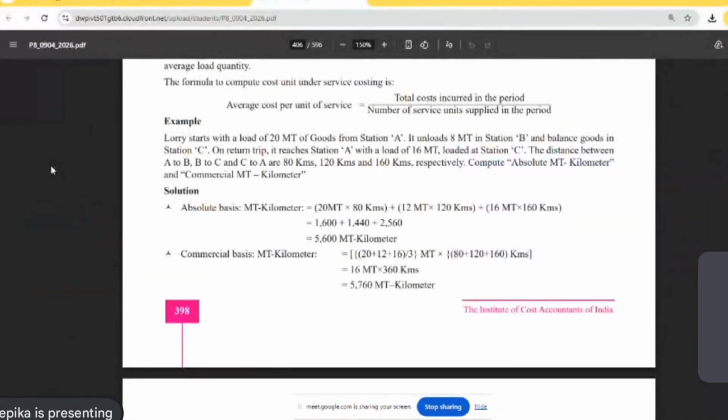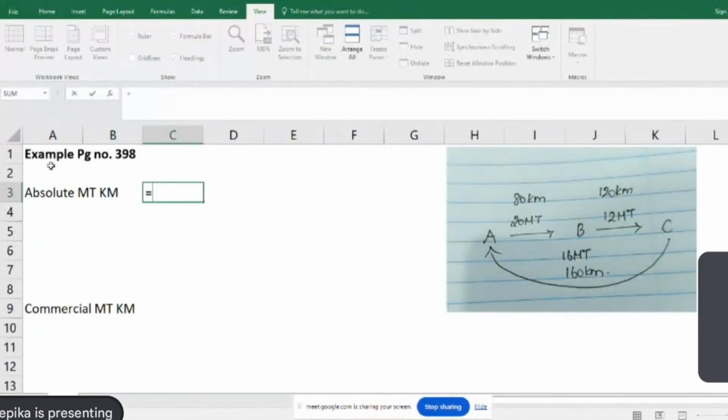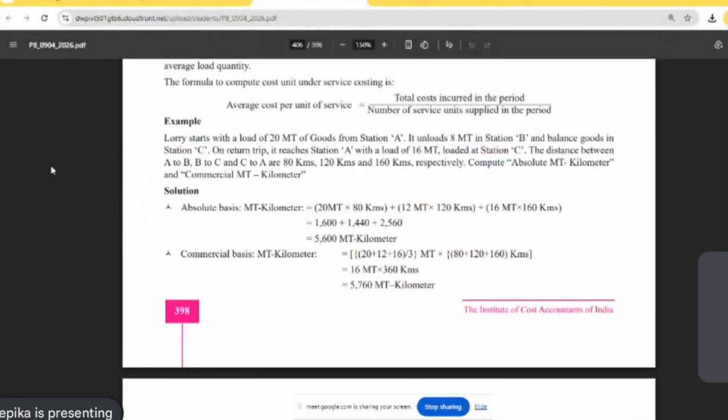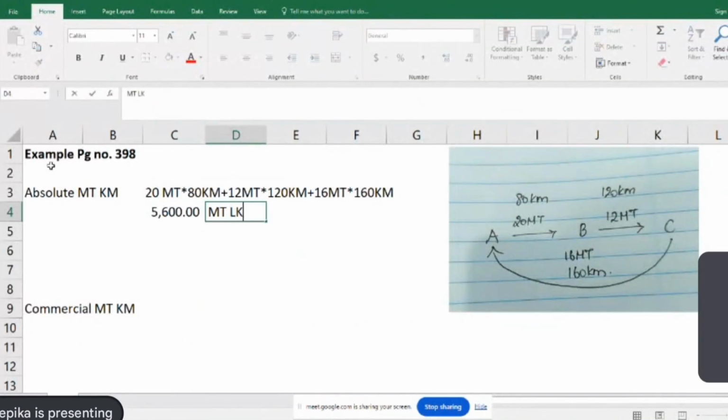So in absolute metric ton kilometer, you will be multiplying 20 metric ton into 80 kilometer, plus 12 metric ton into 120 kilometers, plus 16 metric ton into 160 kilometers. If you do it in such a way, you will be getting your absolute metric ton kilometer. 20 into 80 plus 12 into 120 plus 16 into 160 is 5,600 metric ton kilometer. Okay.